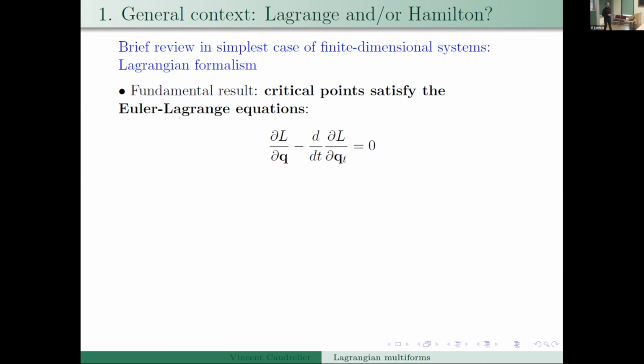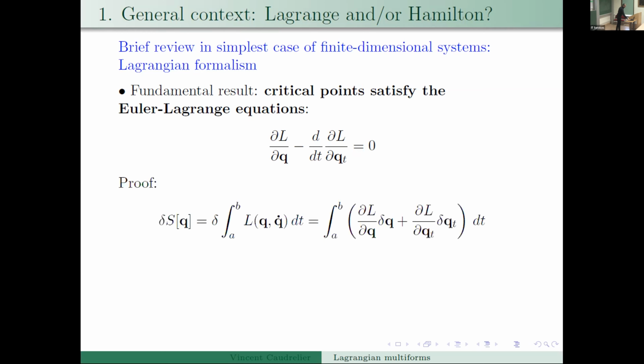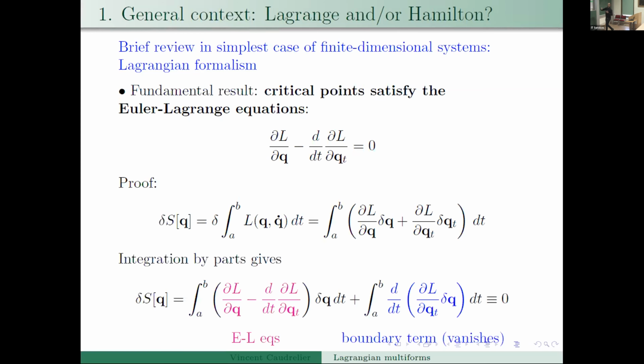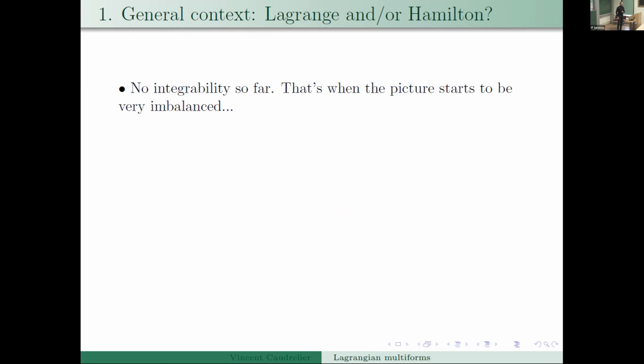So one of the fundamental results in the Lagrangian setup is that the analog of Hamilton equations are given by the Euler-Lagrange equations, and here's a quick sketch of the proof that you've all seen. If you have a Lagrangian depending on the velocities only, the key part is that you have an integration by parts step, and you require that this is 0 for all possible variations with fixed boundary values. So the boundary term typically vanishes. That has to be 0 for any arbitrary variation. So you get the Lagrange equations. So far, so good. No integrability so far.